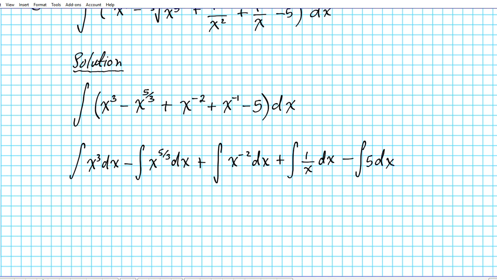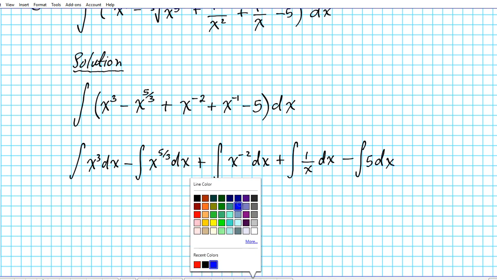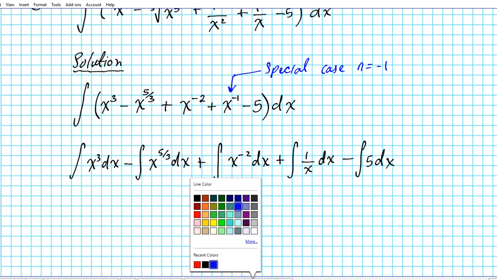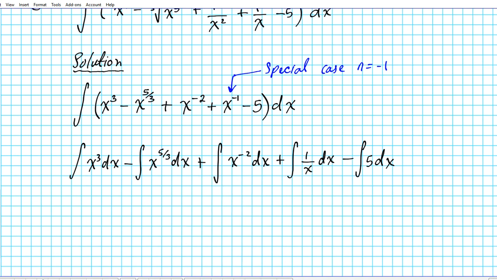So let's make a quick notation just to help you focus on that key point, which is that this right here is the special case of the power rule, because n is equal to negative 1. When the power is negative 1, you cannot use the standard power rule for that. Okay? Alright, let's go ahead and integrate every other one but this one using the power rule for n not equal to negative 1.